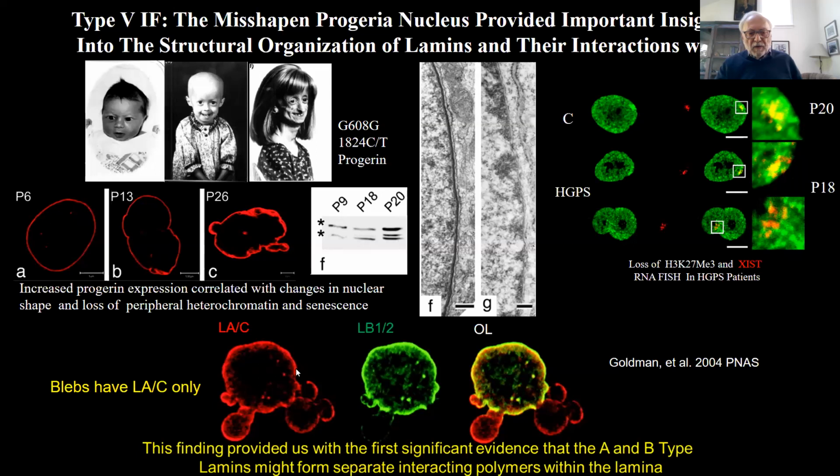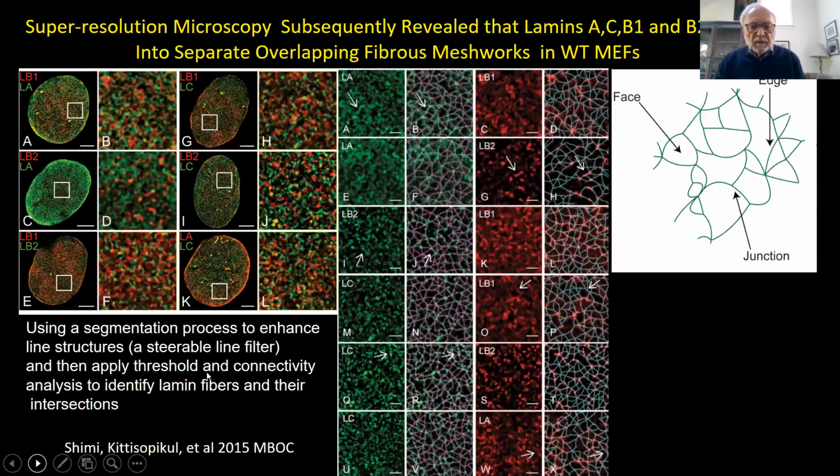Up until that time, we always thought they were always together and they always formed sort of a heteropolymeric network, but they never really separated from each other. So this A and B separation was the first clue that something was going on with the formation of lamin networks inside the nucleus.